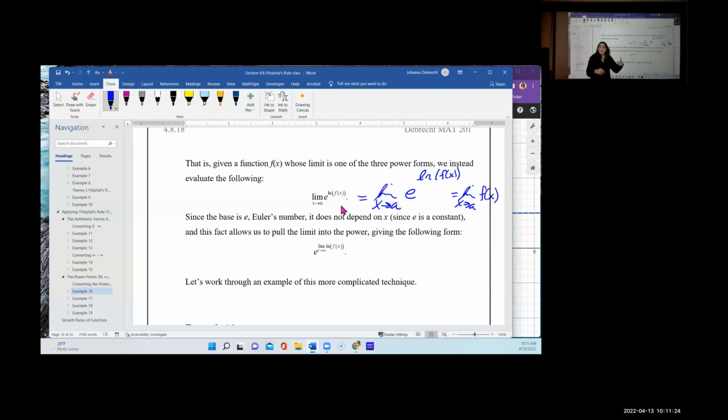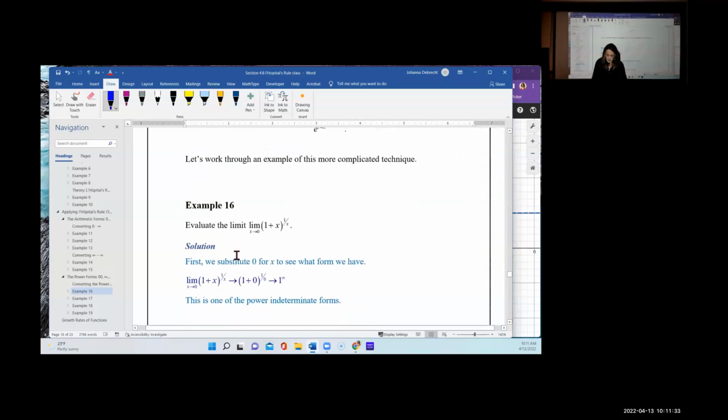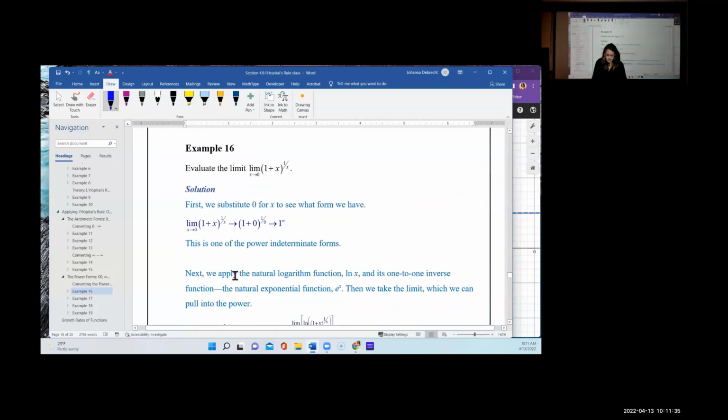So applying the natural log and then applying e to that power undoes what we need to do to get our hands on the power. So let's work through an example. In this example, we're actually going to see what it leads to is something pretty important, pretty special.